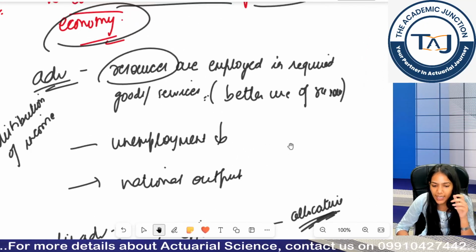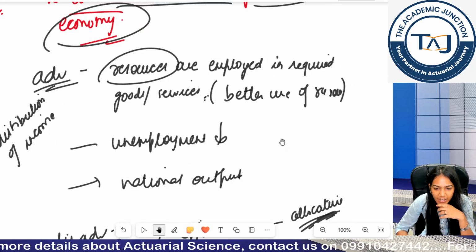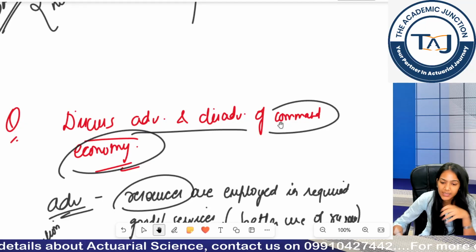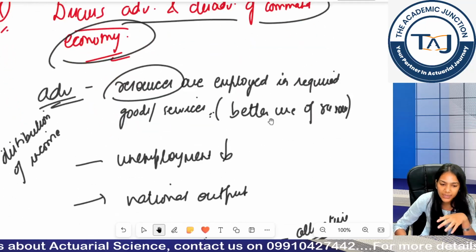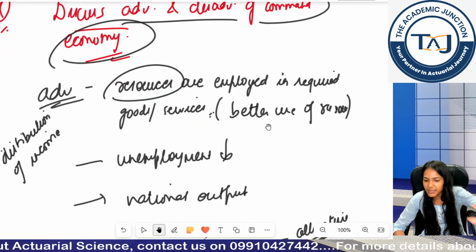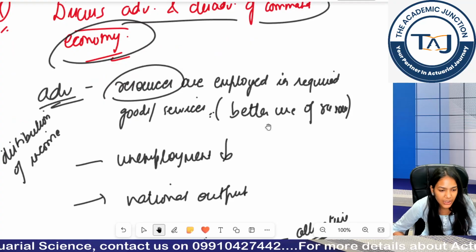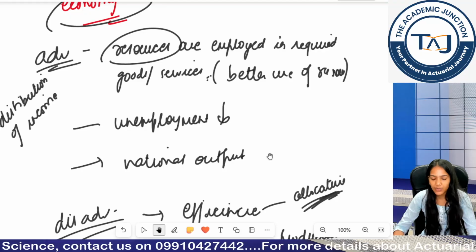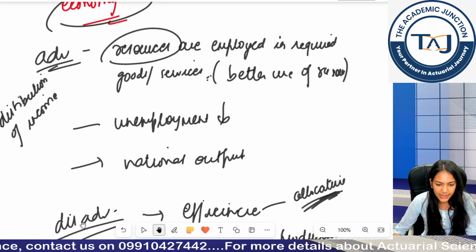So this is clear. How do we define advantages and disadvantages? Basically we define the characteristics of command economy, and using those characteristics we decide, okay, this can be the disadvantage, this can be the advantage. So this is how you will be required to approach a question in CB2.